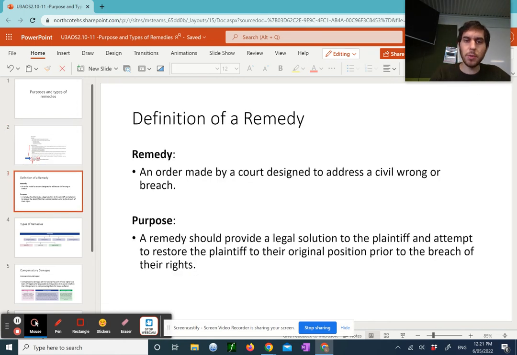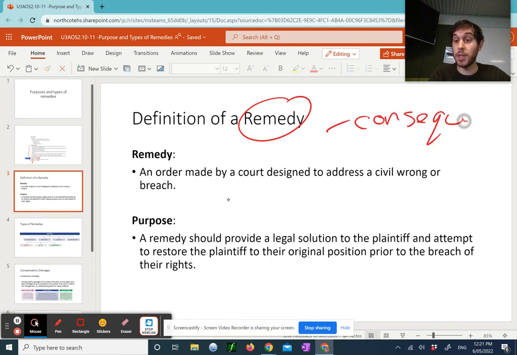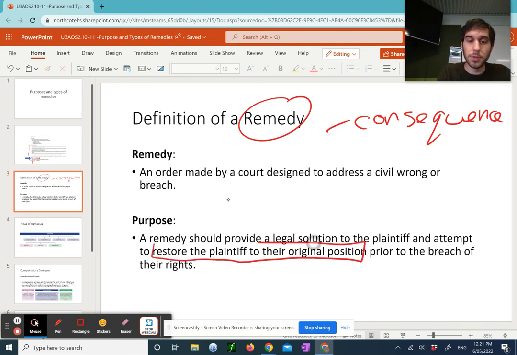So what exactly is a remedy? Well, as I said before, it's a consequence. It's what you get when you win the trial. It's an order made by the court, and its purpose is to try and restore the plaintiff to their original position. This is the main purpose of all remedies, really.